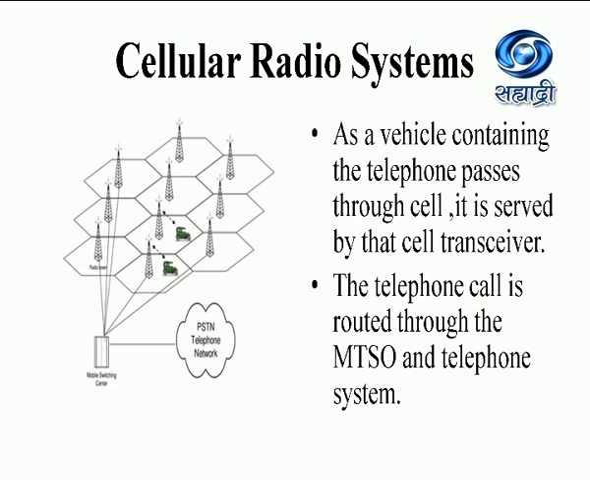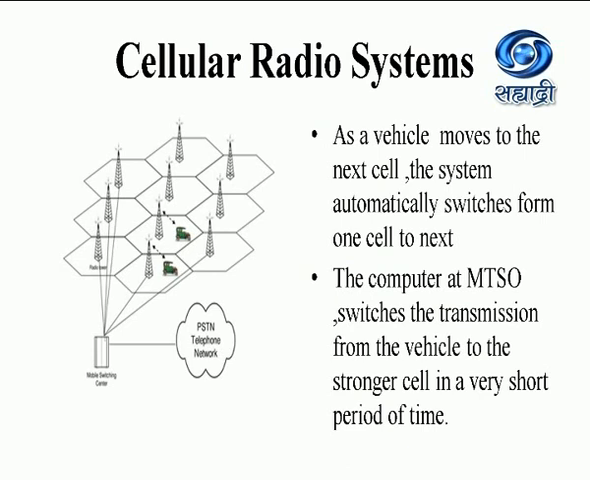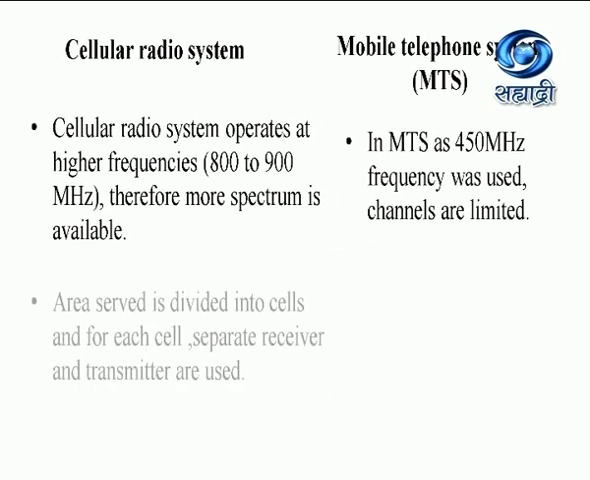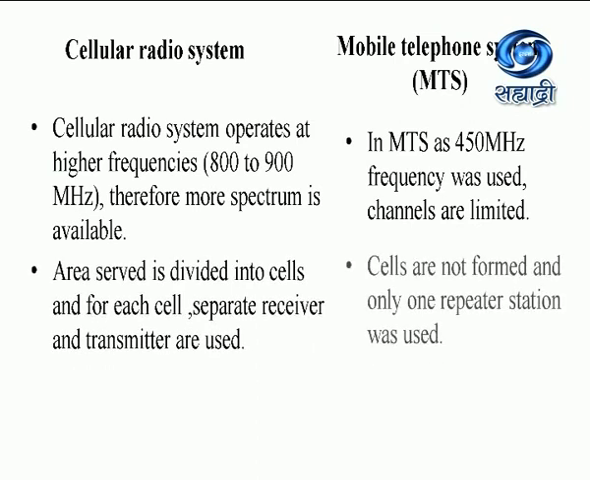So as a vehicle containing the telephone passes through these cells, it is served by the cell transmitter. The telephone's call is routed through MTSO and the telephone system. As a vehicle moves to the next cell, the system automatically switches from one cell to the next, and the computer at MTSO switches the transmission from that vehicle to the stronger cell in a very short period of time.